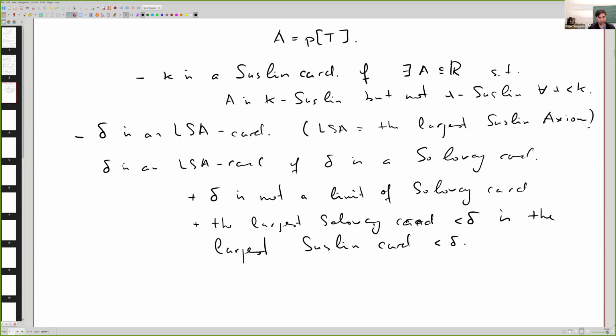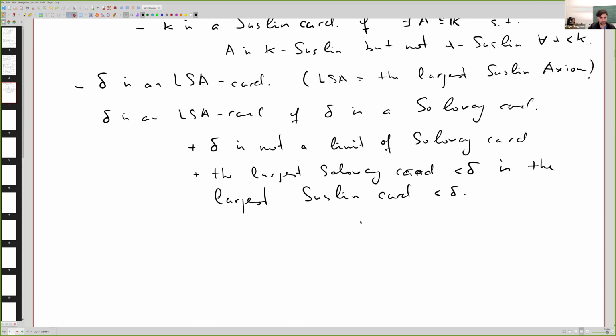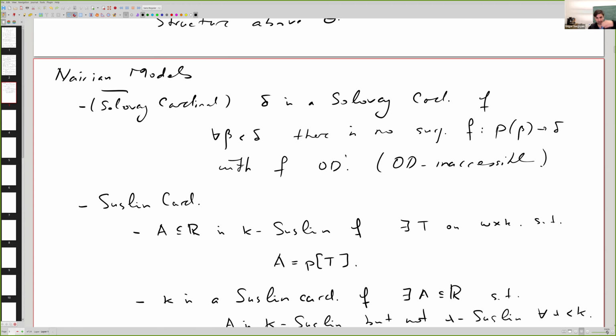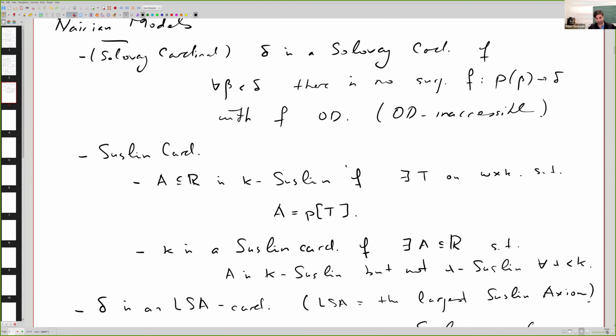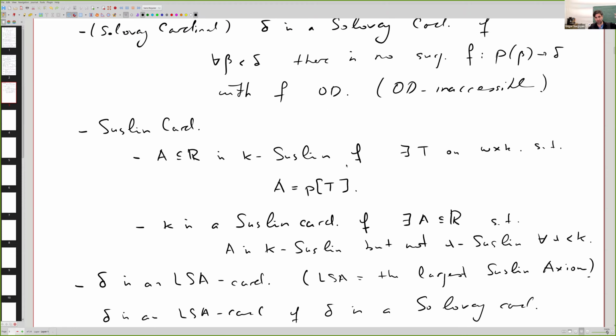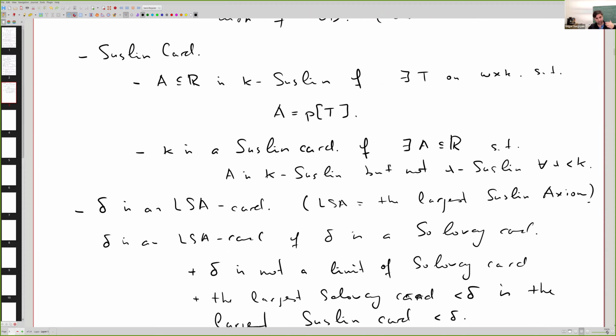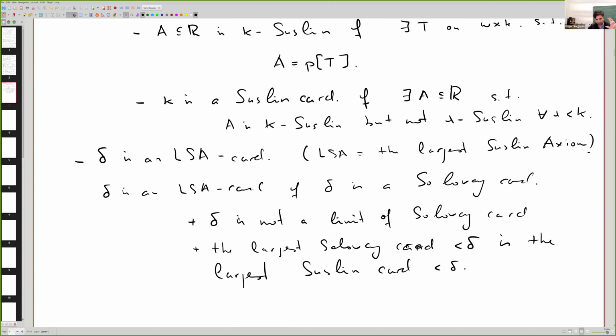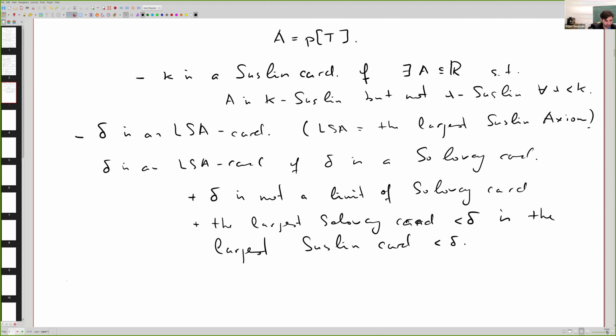Okay, so what is a Nairian cardinal? So we have Solovay cardinals, which are just inaccessible, but with respect to ordinal definable functions. We have Suslin cardinals. These are the places where new information shows up in the form of a tree. We have the LSA cardinals, which are this anomaly. And then we have Nairian cardinals.